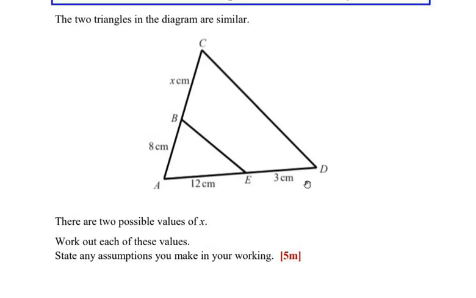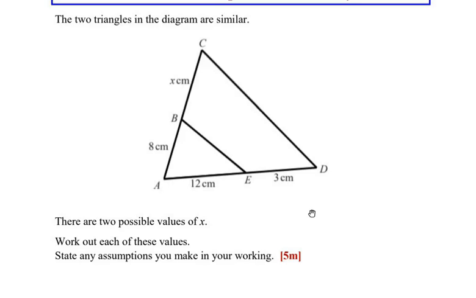Now here we have been given two triangles, as we can see. The first triangle is this small triangle ABE and the second triangle is this bigger triangle ACD, and it is given that the two triangles are similar. So we need to find out the values of x. So here we have to make two assumptions.